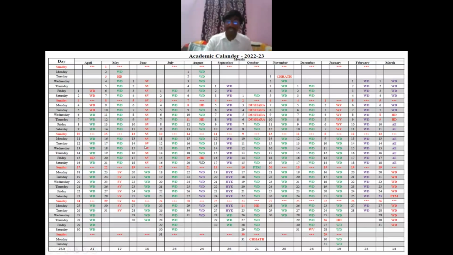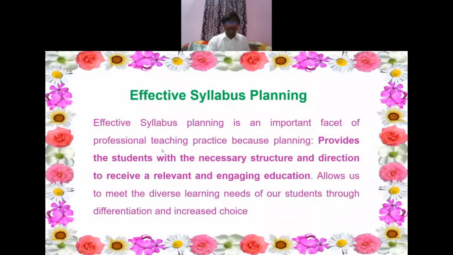Suppose teachers are there, teachers can plan it. Suppose principals are there, kindly plan it and implement it in every school as per your personal diary. And see here, for effective lesson and syllabus planning, it is very necessary that it provides students with the necessary structure and direction to receive a relevant and engaging education. This is what we have to put into the mind.